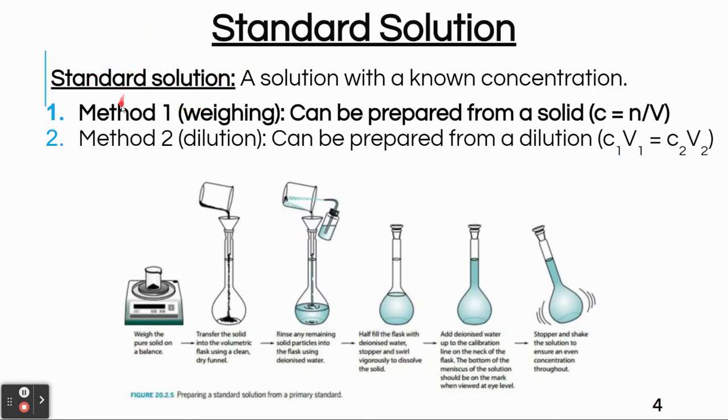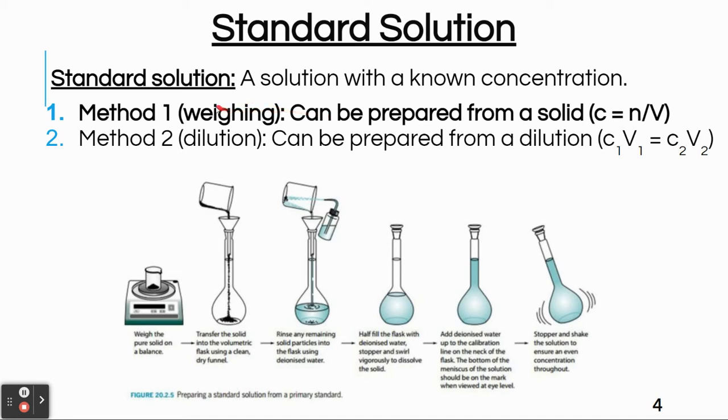So we're going to take a look at how to prepare what's called a standard solution. A standard solution is essentially just a solution with a known concentration. Because when you do chemical reactions, you need to know the concentration of the solution you're dealing with. There are 2 main ways to prepare standard solutions. Method 1 is the weighing method. Method 2 is the dilution method.